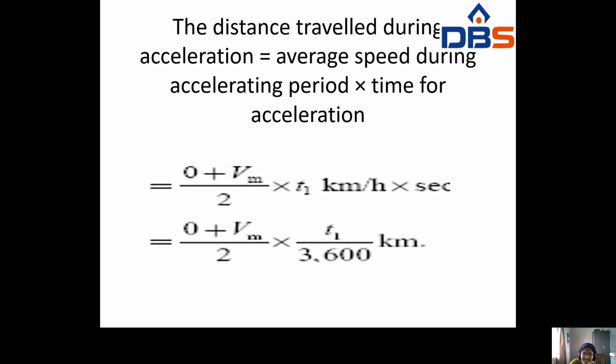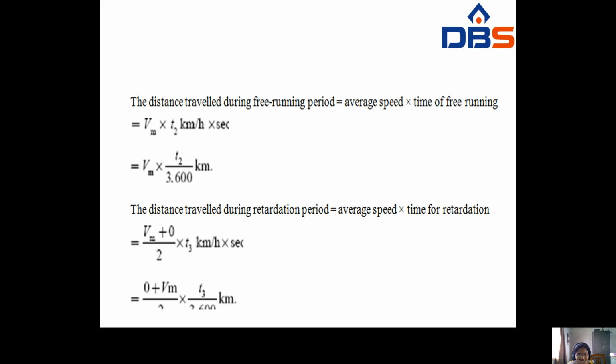So distance is nothing but speed into time. Speed equals distance by time, so from this formula, distance equals speed into time. So that average distance is given by (0 plus Vm) by 2 into T1, with speed in kilometer per hour and time in seconds. Time for acceleration is T1. You have to convert this to kilometers, so per hour you write 3600 seconds, T1 by 3600 kilometers.